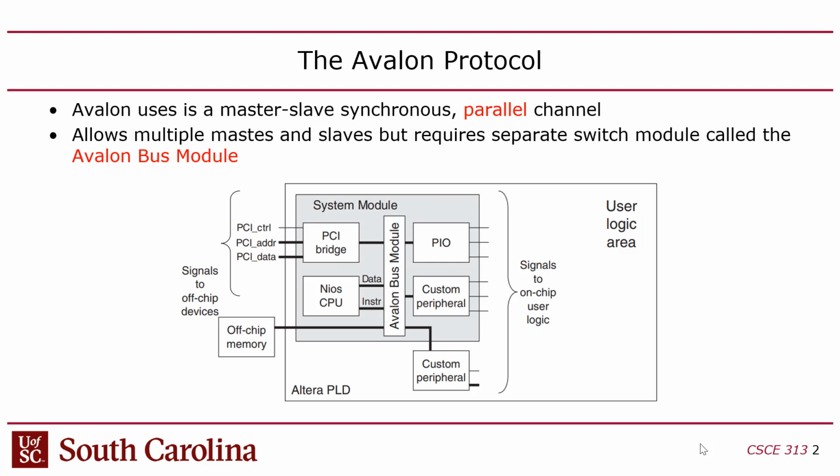Both ends of the bus are communicating not with each other directly, but through the Avalon bus module that acts as an intermediary. Does that make sense? So there's not straight wires connected from endpoints. They go through this middleman, basically.